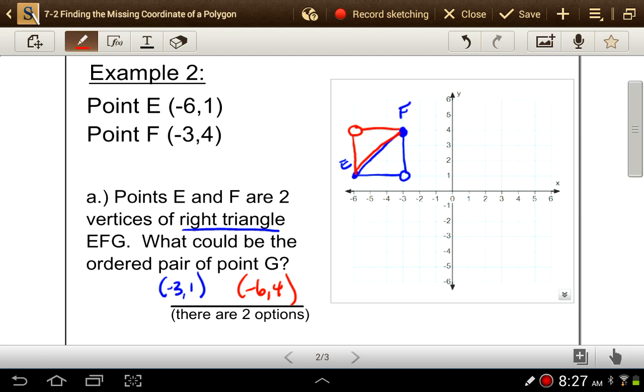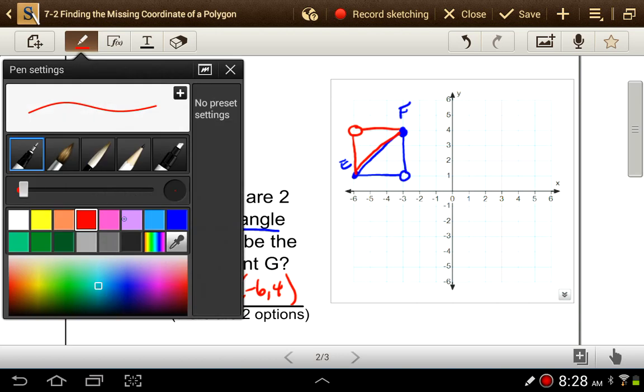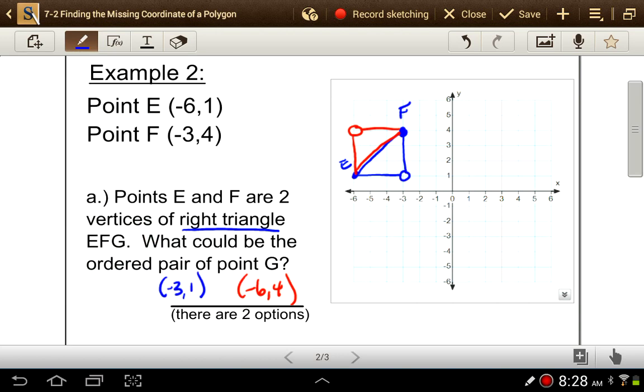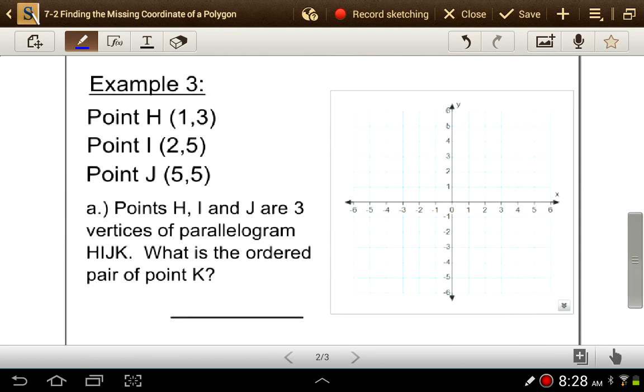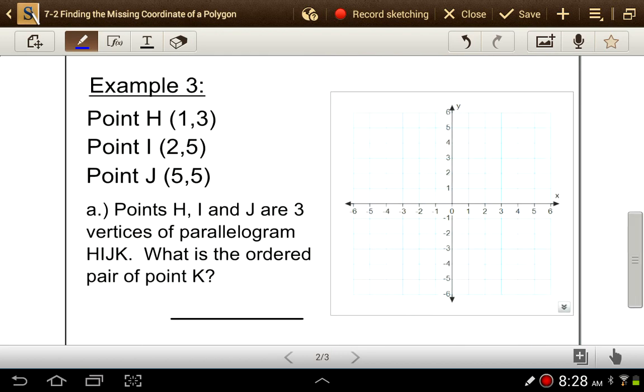Okay, if you need to pause, go ahead. Otherwise, I am going to move on to the next example. In example 3, we have 3 points again. This time we're doing a parallelogram, H-I-J-K. So I'm going to plot my 3 points. 1, 3, that's going to be H. 2, 5, that's going to be I. 5, 5, that's going to be J.